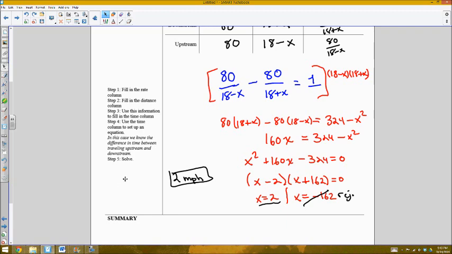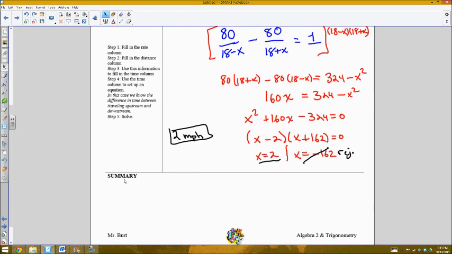Okay, so why don't you take a moment to summarize this information for yourself in the small summary chart on the bottom, and we'll go over more examples of this in class tomorrow.